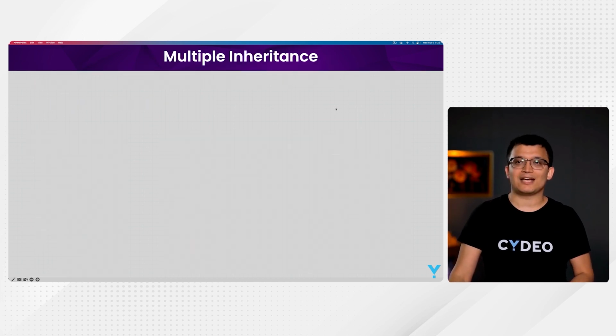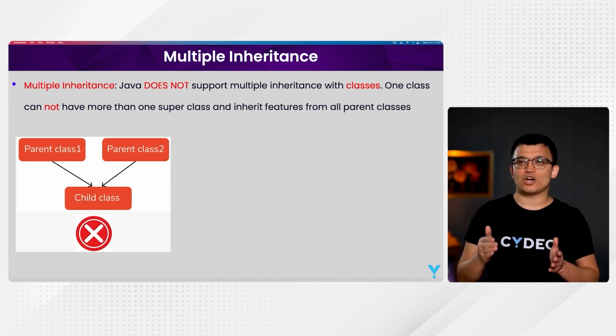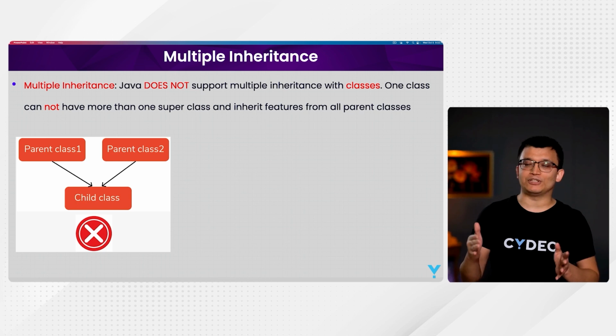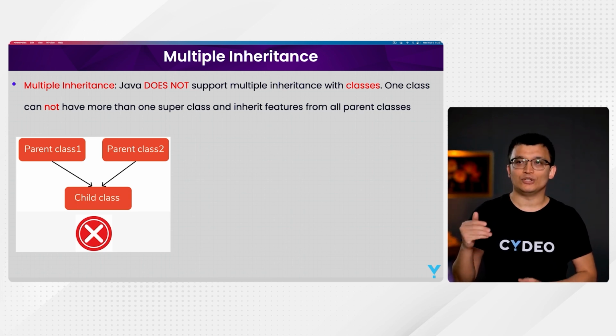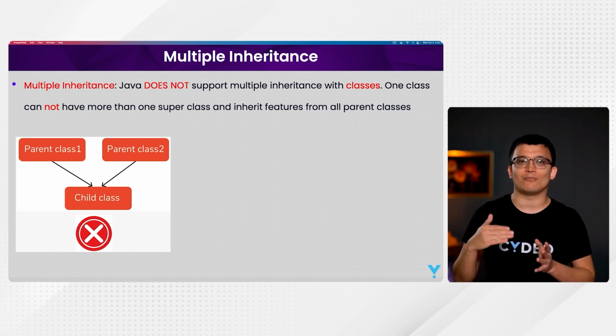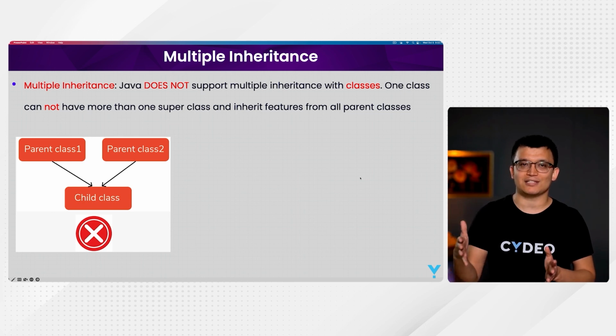Okay. And then lastly, we have the multiple inheritance. Java does not support multiple inheritance with the classes. We do have multiple inheritance in Java, but with the classes, it's not supported. Soon in the future, you will learn interfaces, and with interfaces, Java does support multiple inheritance, but not with the classes. So what that means is that one class cannot have more than one superclass and inherit the features from all the parent classes. It's not possible. Whenever one class is trying to inherit multiple classes at the same time, it is going to give a compile error.